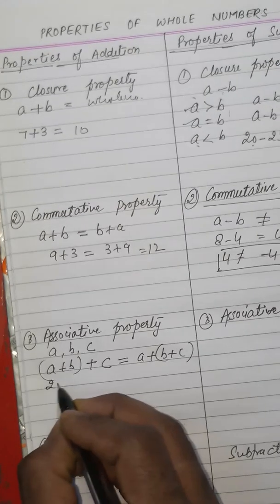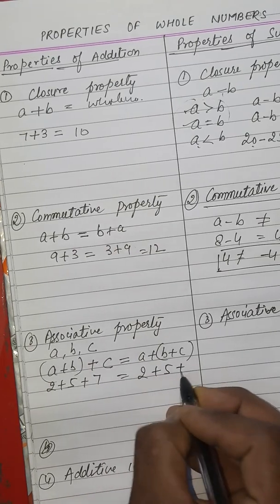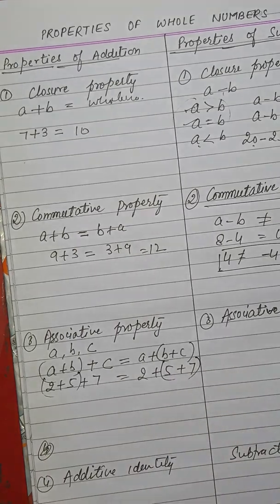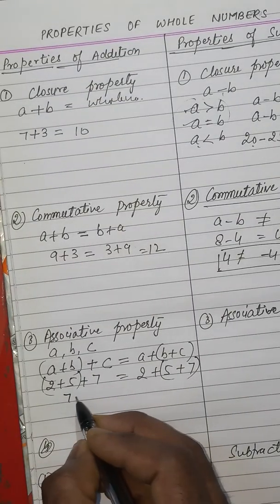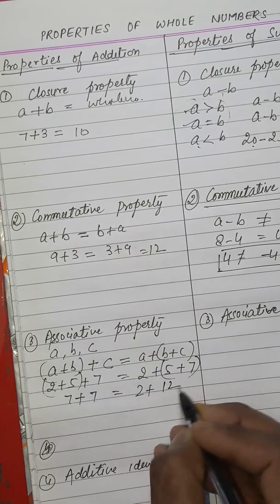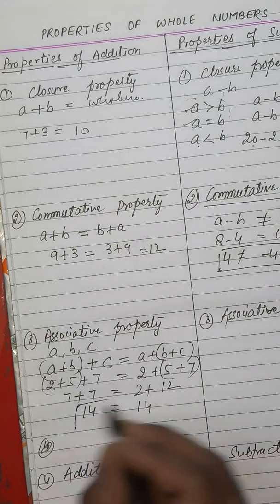By taking an example, we have the three whole numbers 2, 5 and 7. In the first case we will add A and B first, and in the second case we will add B and C first. Then 2 plus 5 is equal to 7, then 7 plus 7 is 14. In the second case, 5 plus 7 is 12, and 12 plus 2 is equal to 14. So 14 is equal to 14.